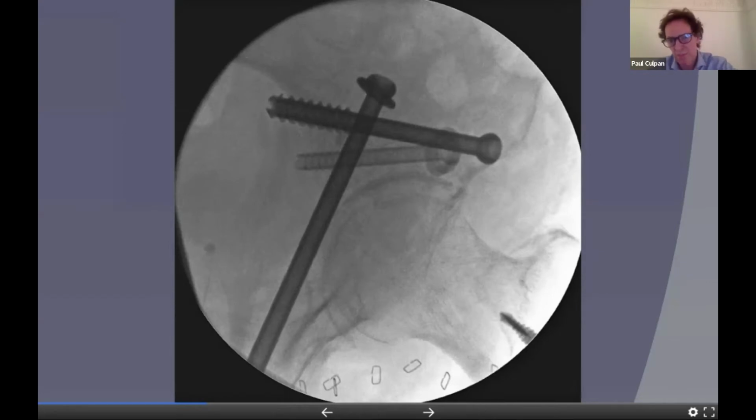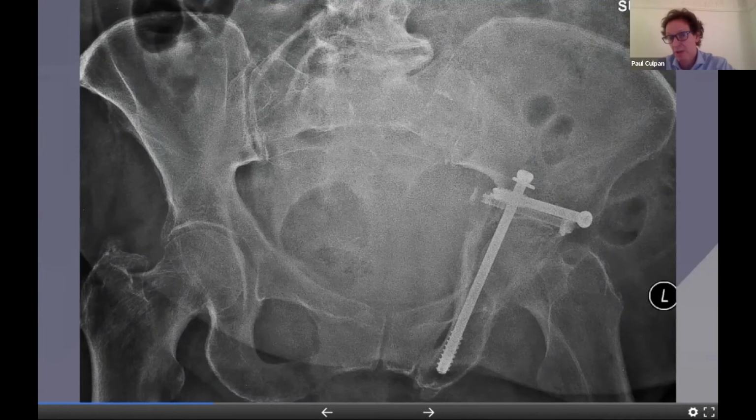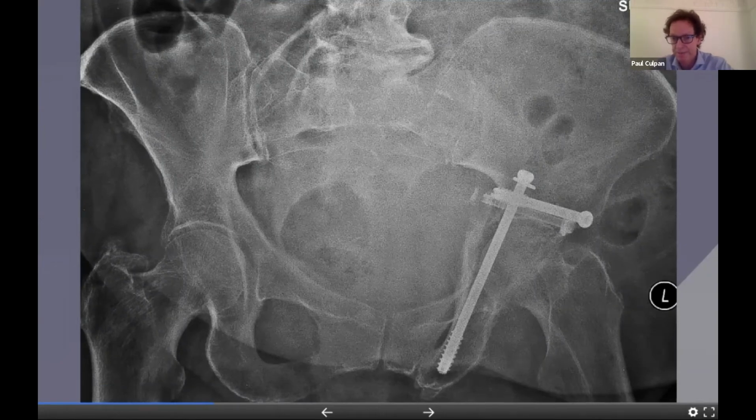So this probably isn't good enough for her to get up and mobilize with or weight bear, but for her that wasn't relevant. And so what it did permit was her to sit out of bed and have a much more congruent and less painful hip.